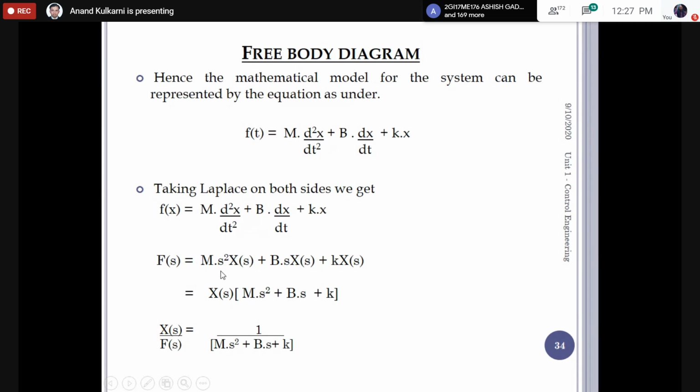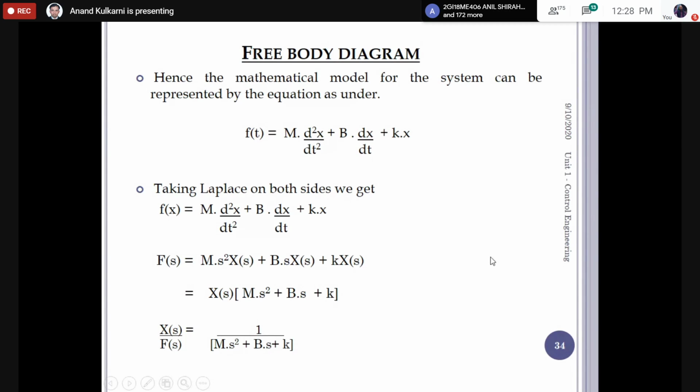Then here you can see it is m s square X of s. Similarly, b into dx by dt is there. That is one differentiation of x. One differentiation means s will come. Here x of t is there actually. X of t becomes X of s. Small x is replaced by capital X. Similarly, single differentiation means s will be there, then X of s. And for k, there is nothing. This x of t becomes X of s directly, like f of t becomes F of s. So here we have got one equation.